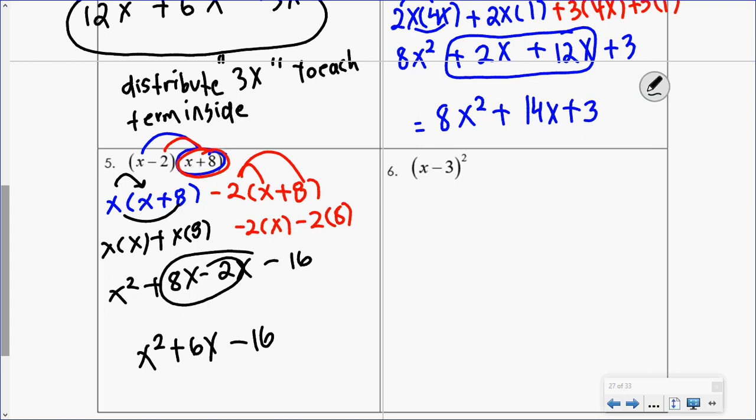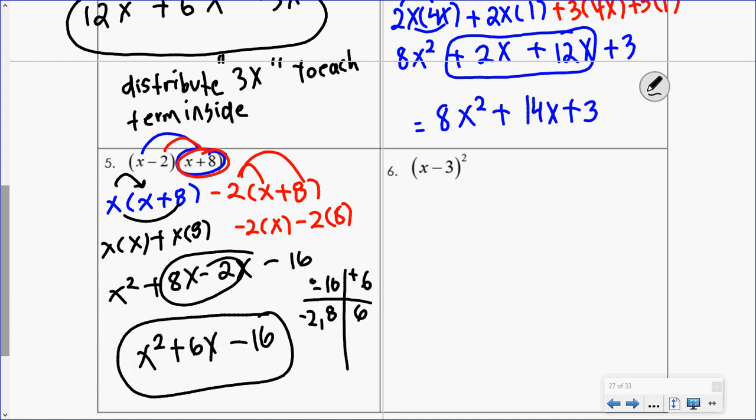And just to check if my factors are correct, negative 16 multiplies to negative 16 and adds up to 6. So I check my two original numbers here, negative 2 and 8. Negative 2 times 8 is negative 16. Negative 2 plus 8 does equal 6. So this is the correct answer.